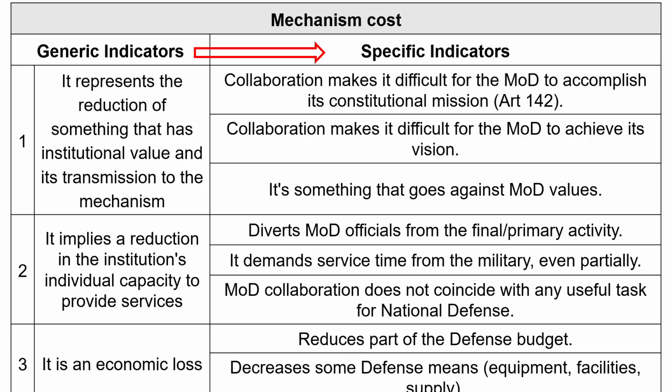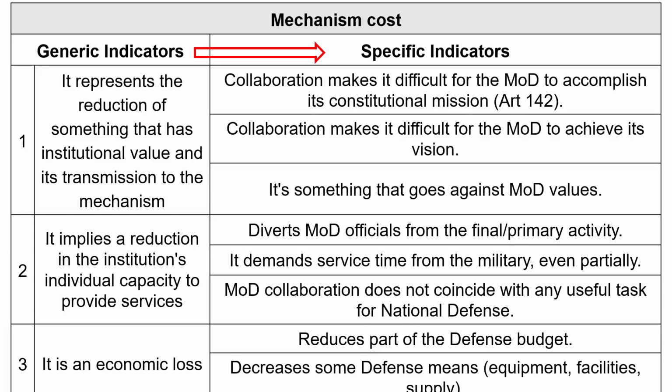defense. And if the collaboration does not coincide with anything useful, then it's a cost. Sometimes it coincides. Sometimes the task accorded is something that we have already had to do. So there is no cost.